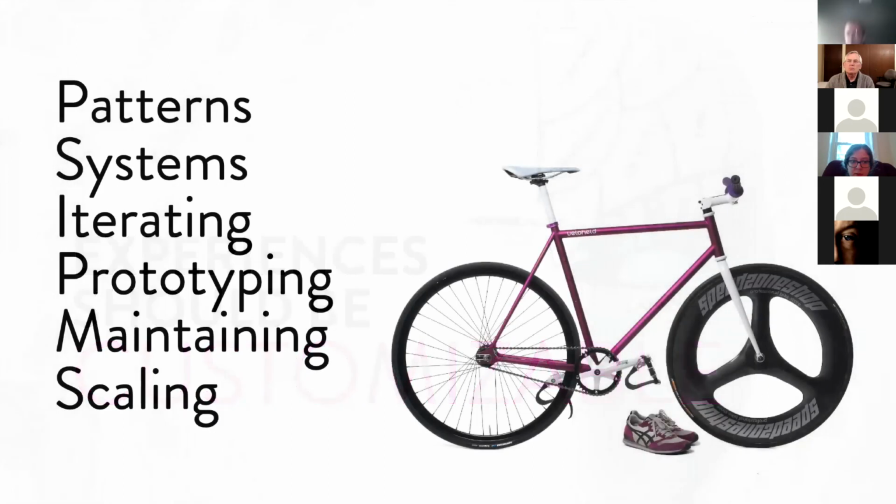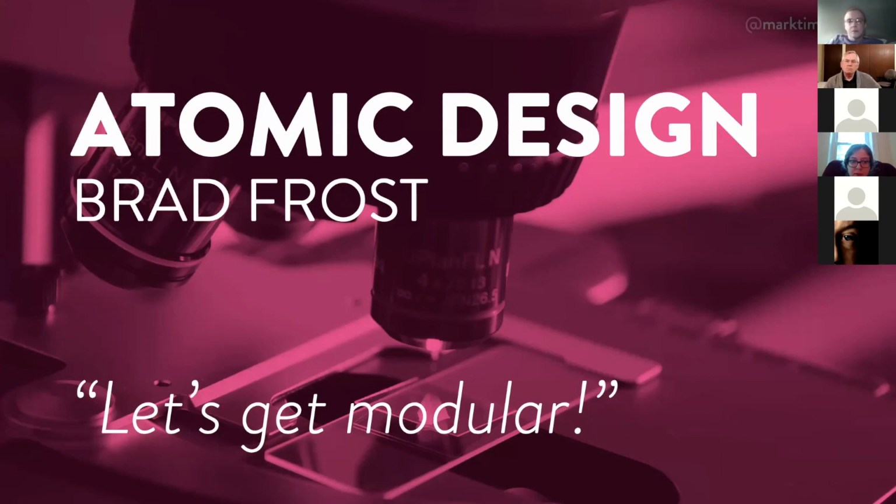So now, what are these things that we're starting to talk about? Patterns, systems, iterating, prototyping, maintaining, scaling, like these very agile, malleable, compartmentalized pieces that just don't fit with a traditional page model of title, content, text, sidebar, here you go. And that is where atomic design comes in. So atomic design is a term that was coined by Brad Frost in 2013. It was also turned into a book, a whole bunch of other things.